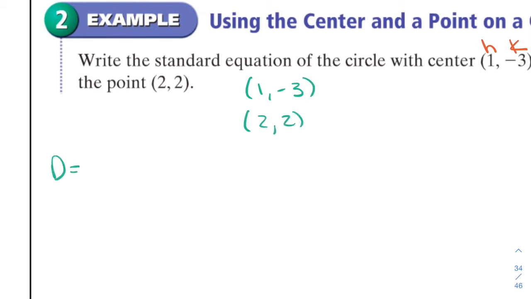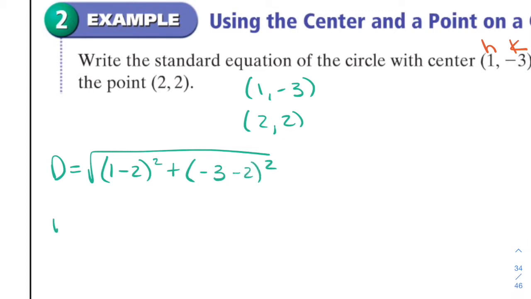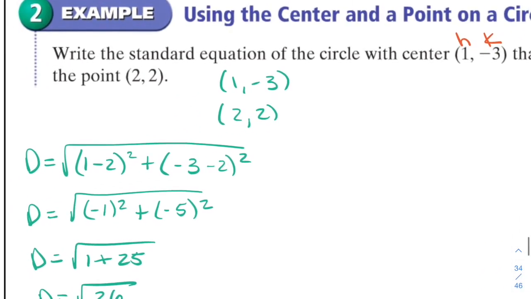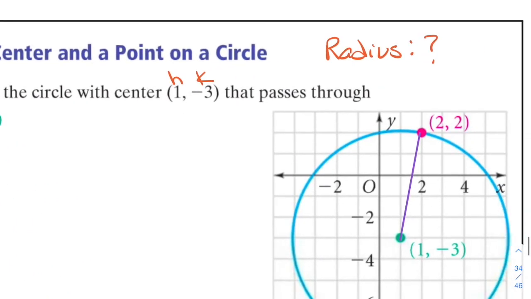You're going to do distance equals the square root of this. So 1 minus 2 squared plus negative 3 minus 2 squared. Distance equals the square root of negative 1 squared plus negative 5 squared. Distance equals the square root of 1 plus 25. Distance equals the square root of 26. So that's your radius. That's how long that is. So the square root of 26.